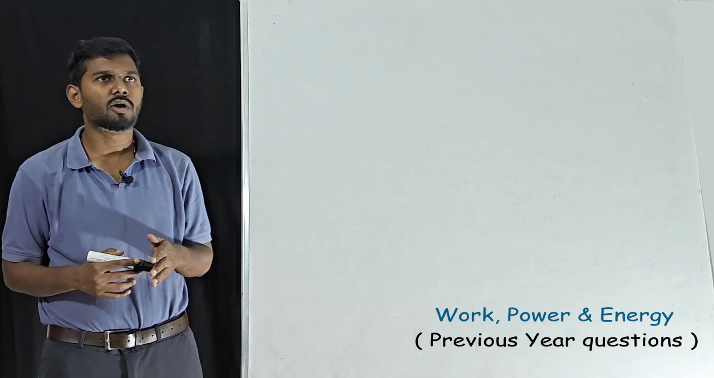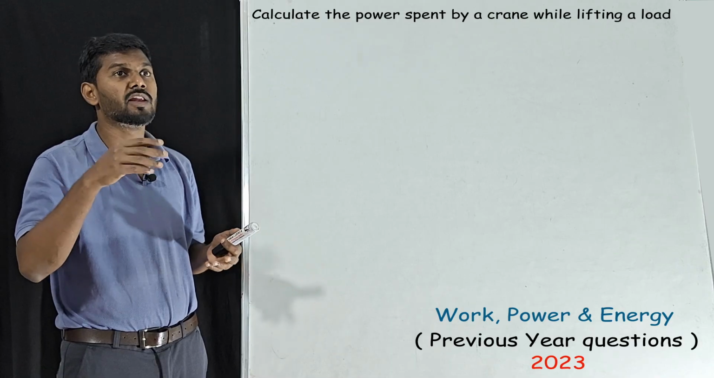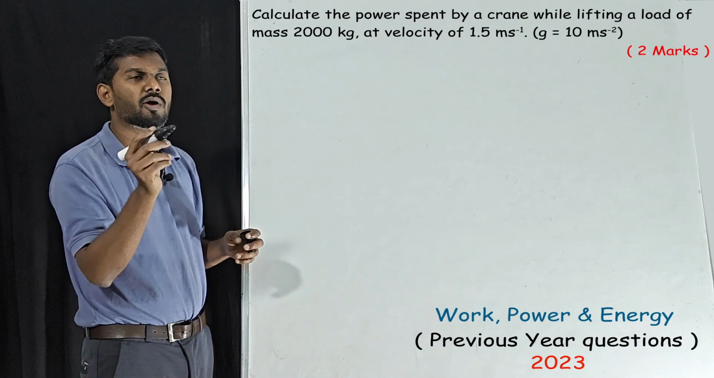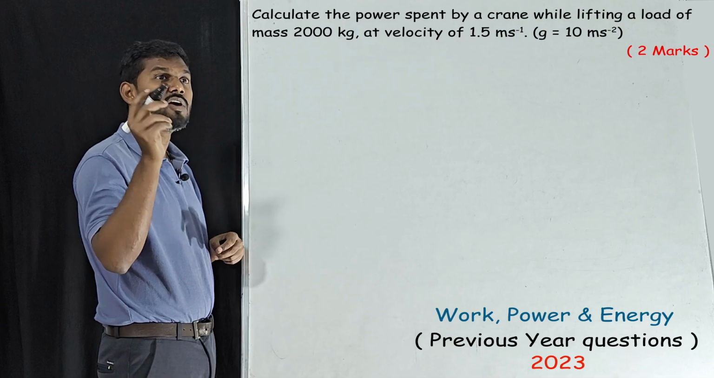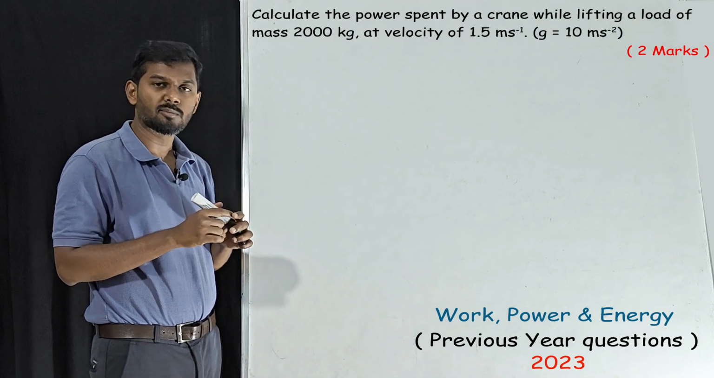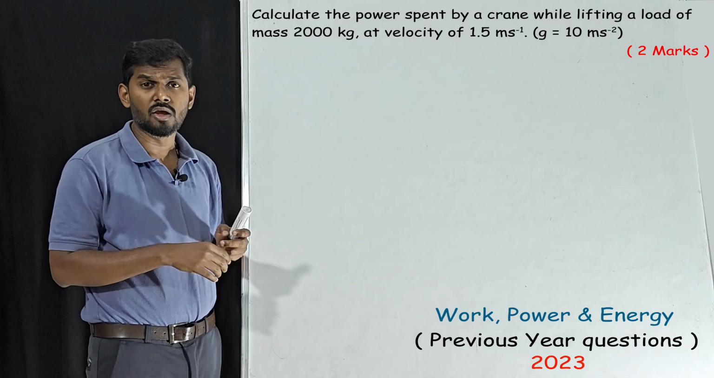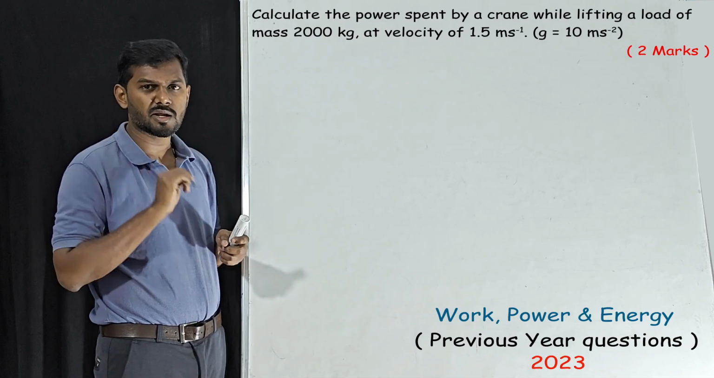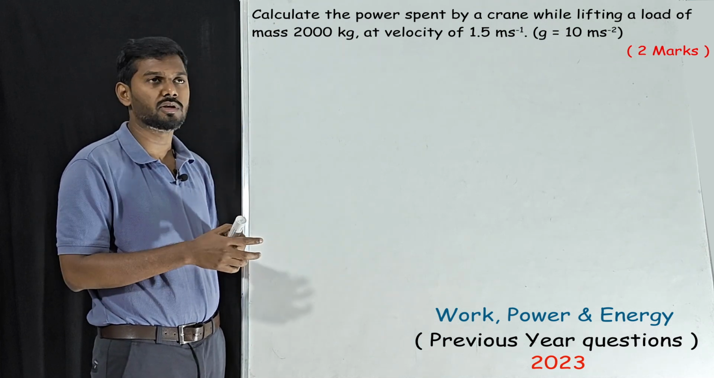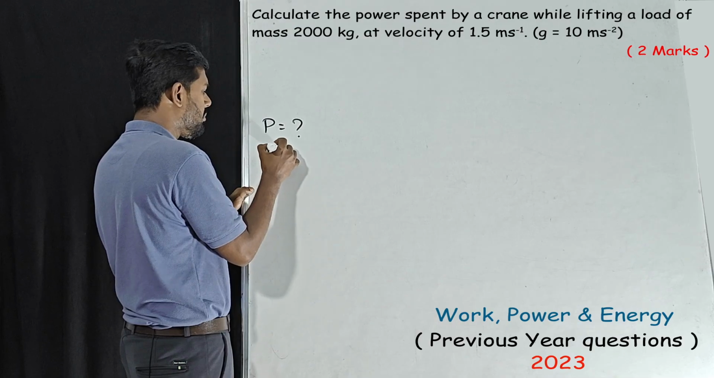That's it. Now we'll move on to 2023. Calculate the power spent by a crane while lifting a load of mass 2000 kg at the velocity of 1.5 meter per second. Take g value as 10. You have to take whatever g value they have given. Sometimes they will give you 9.8, sometimes 10. If they don't mention it, you can take 10. If they have mentioned 9.8, you have to take 9.8 only. So what do we need to find? Power. What is given?